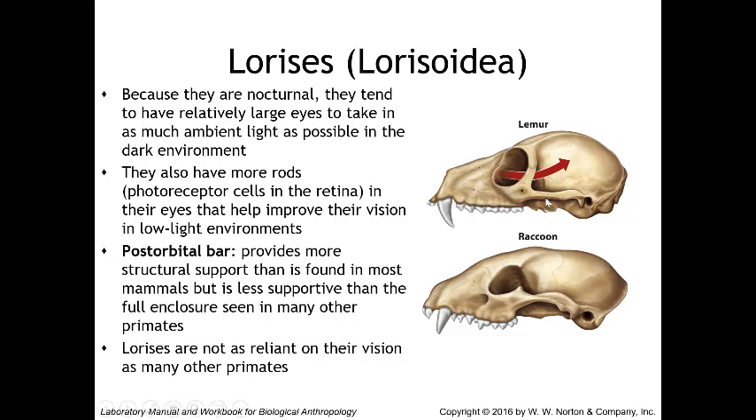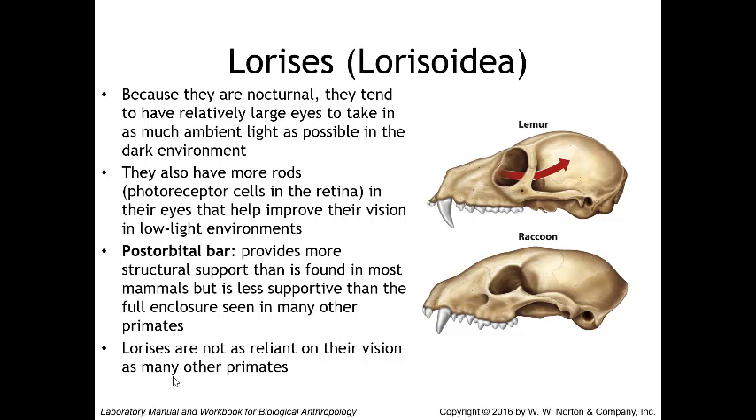Here is a picture of a lemur, right? But it's the same concept here. It's a bar of bone lateral to the eye, but it does not fully enclose the eye in a bony pocket like we see in, say, humans. Despite having this additional support in their eye region, Lorises are not as reliant on their vision as many other primates. Vision is not as useful for nocturnal animals as it is for our diurnal animals.